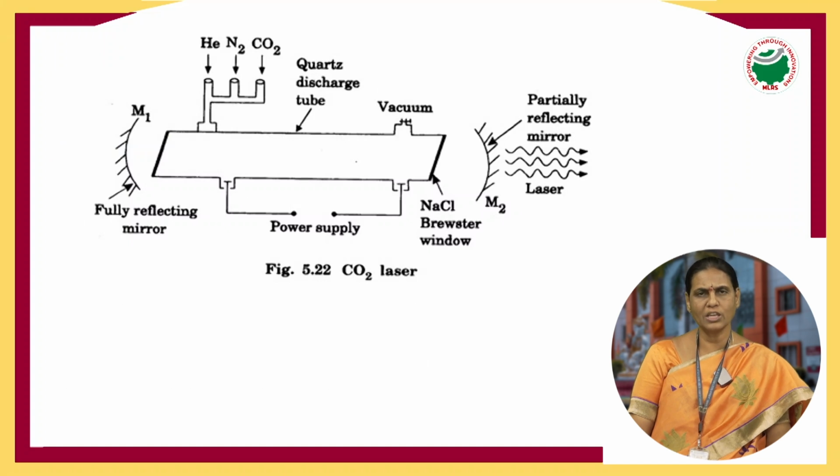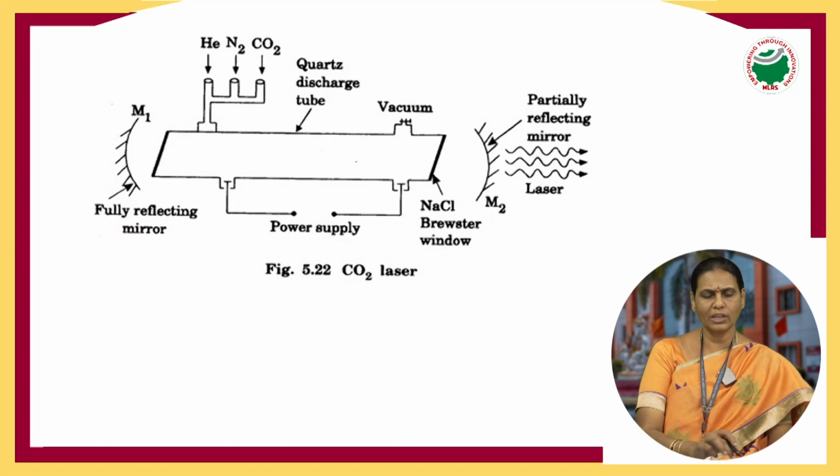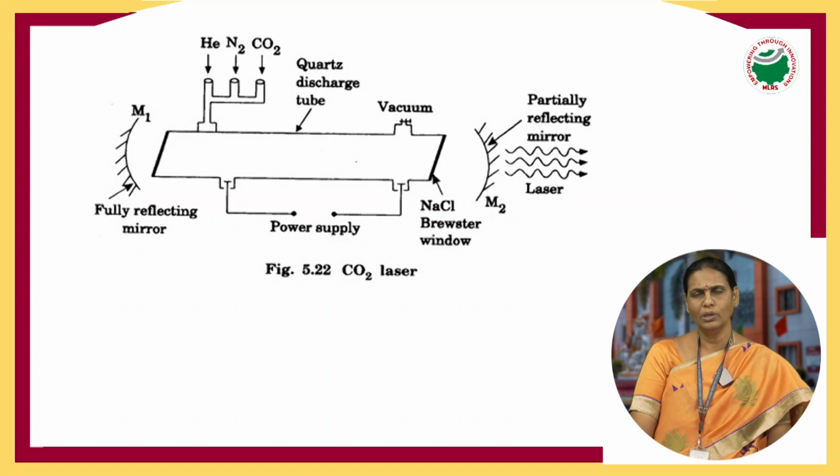You can see the picture of this one. This is the figure. It's a glass tube which is 5 centimeters long, 2 centimeters in diameter, and both ends of the glass tube are provided with two mirrors named M1 and M2. They are forming the optical resonating cavity. And then these three gases, helium, nitrogen and carbon dioxide, are filled in the glass tube. And it is connected to a power supply. We need to give some discharge.